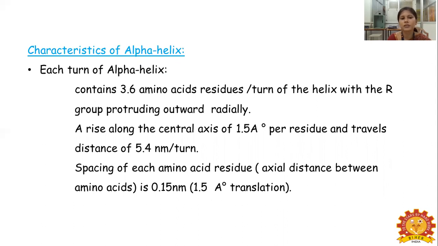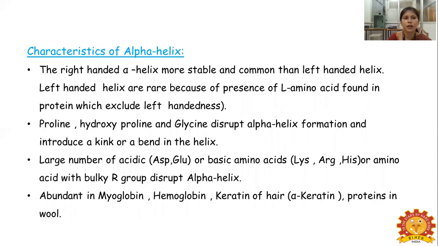There is a rise along the central axis of 1.5 angstrom per residue, and it travels a distance of around 5.4 nanometer per turn. So the axial distance between the amino acid residues will be around 0.15 nanometer, or 1.5 angstrom translation. The right-handed alpha helix is more stable and common than the left-handed helix, and left-handed helices are rare because of the presence of L-alpha amino acids found in proteins, which excludes left-handedness.